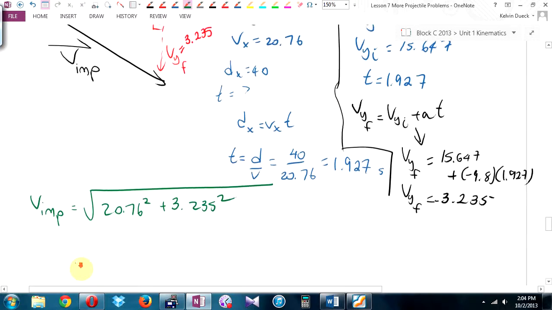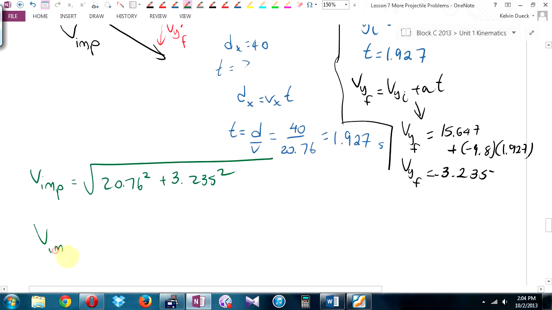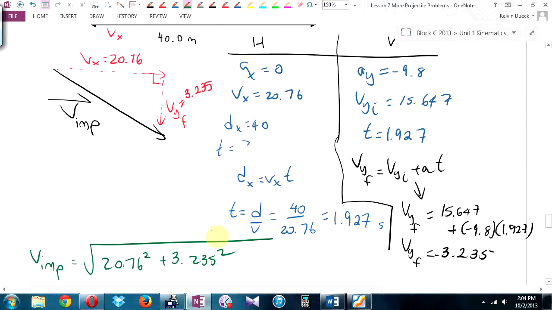I think the impact velocity is 21.0 meters per second. Actually, that's the impact speed. How could I make that a velocity? I need a direction. At. Yoink. At. Which trig function?